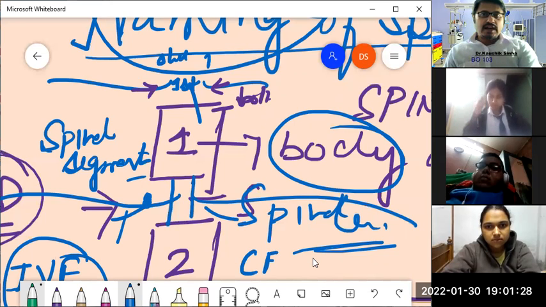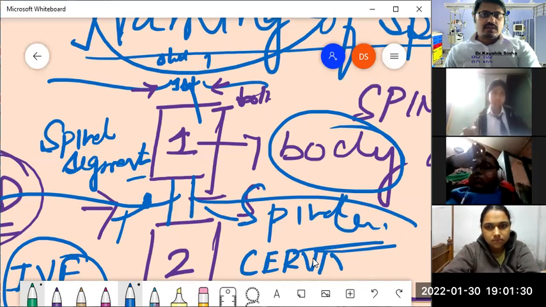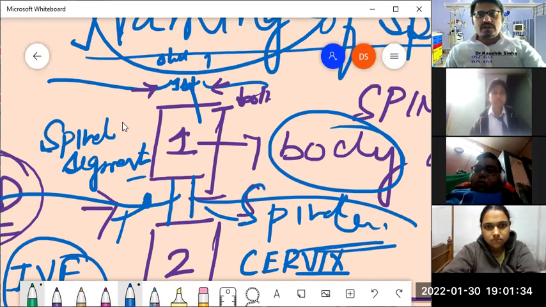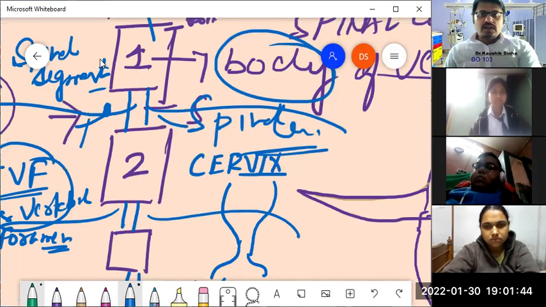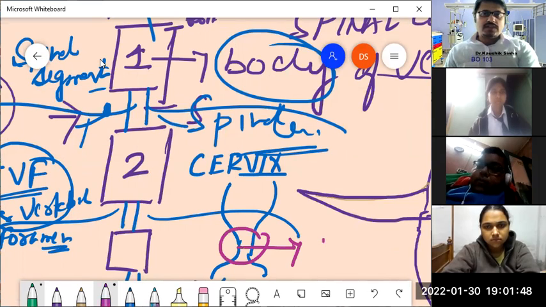This is a Latin word, cervix, that means neck. What is the meaning of this word neck? Neck means a narrowed area. If this is a swollen area, then there will be a narrowed area. Now, this small narrowed part is to be considered as cervix.